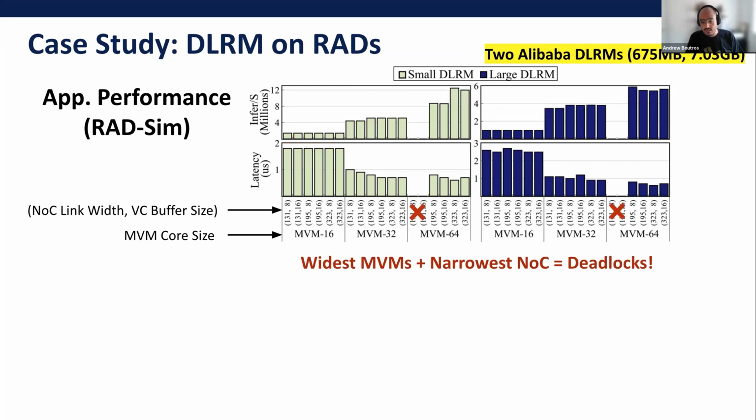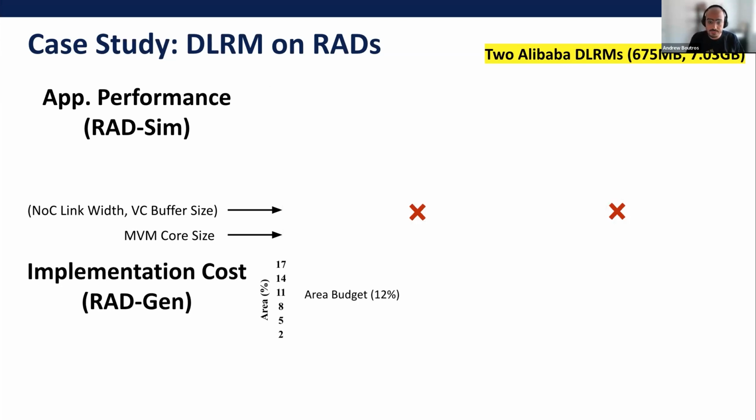But other than that, RAD-Sim can also show you cases where the application itself becomes problematic. So in this case where the bars are missing, this is basically the most compute-intensive accelerator cores, so the biggest MVM engines, along with the narrowest possible NoC that we can implement, okay? And this basically turns out that if you choose this combination of architecture parameters, the whole application deadlocks, right? So it's not a good option.